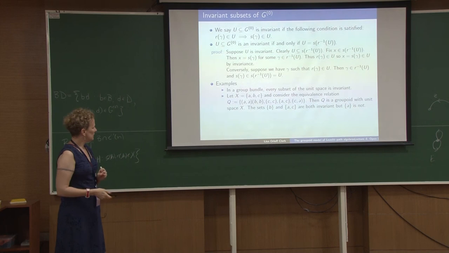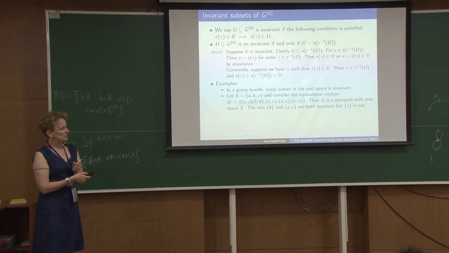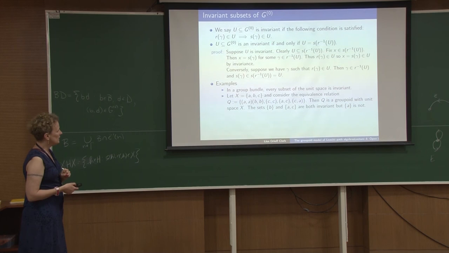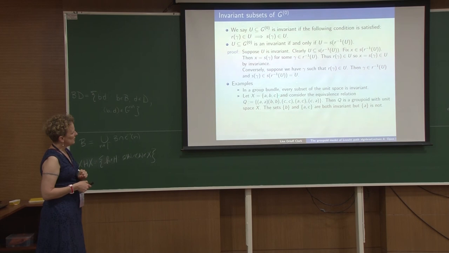Here's a non-trivial example, trying to construct a very easy one. Suppose I take X to be this three-element set {A, B, C} and define an equivalence relation. We can prove that that relation is an equivalence relation. Then it's a groupoid, we talked about that, and the sets B and {A, C} are both invariant, but the set A is not. So why is that? So B, the only thing that has range B is this unit. So it's also got source B, so that's fine.